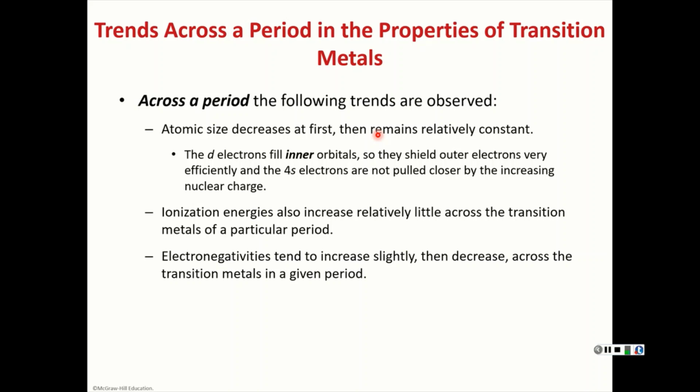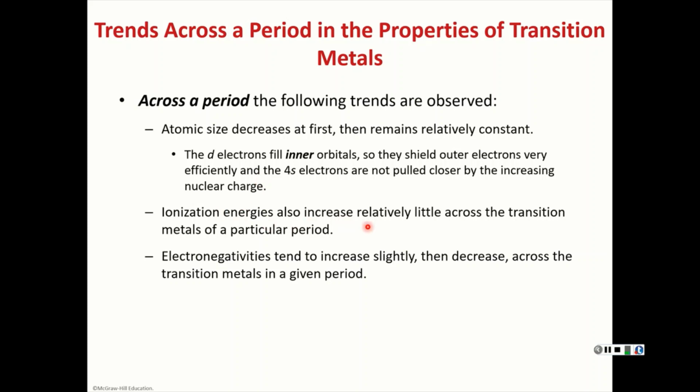Why is that? Those d electrons are filling inner orbitals, so they shield the outer s electrons very effectively. So those s electrons are not pulled closer as you step across each step in the periodic table. You're getting one more proton, so one more positive charge, but those s electrons aren't feeling the extra positive charge as much because d electrons are shielding them from it. So the size remains fairly constant.